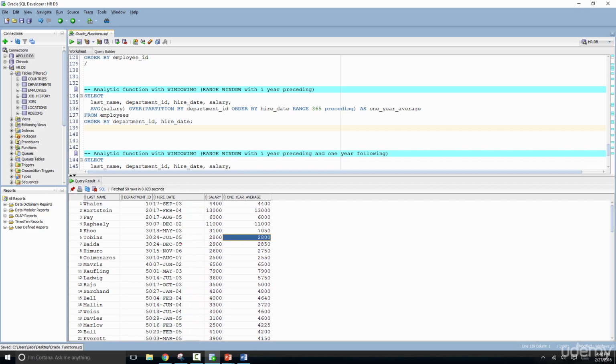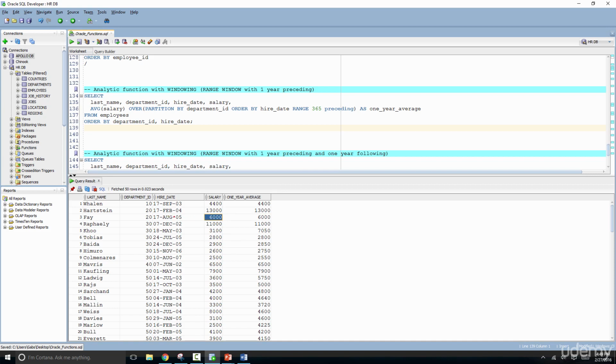Now let's look at an example here. Let's look at the first person, who is Wallen. Now Wallen was hired on 17 September 2003. His salary is 4,400. And so the average for that department is 4,400 because he's the only one in the department and there's no one who was hired before him. Also, when you go to the next department, Faye, who was hired on 17th August 2005, his salary is 6,000, but his moving average is also 6,000. That is because there's nobody who was hired 1 year before Faye.